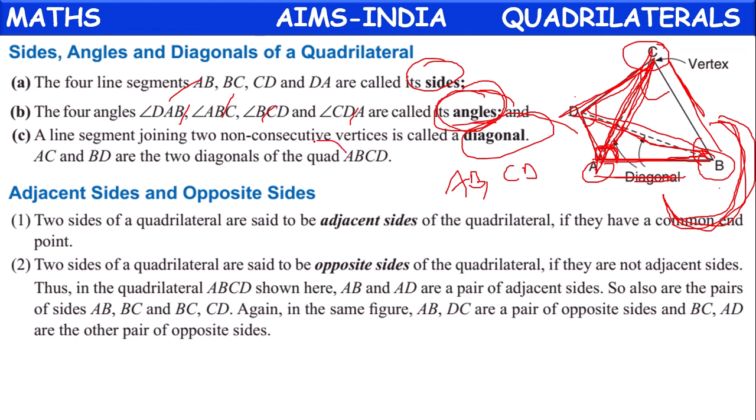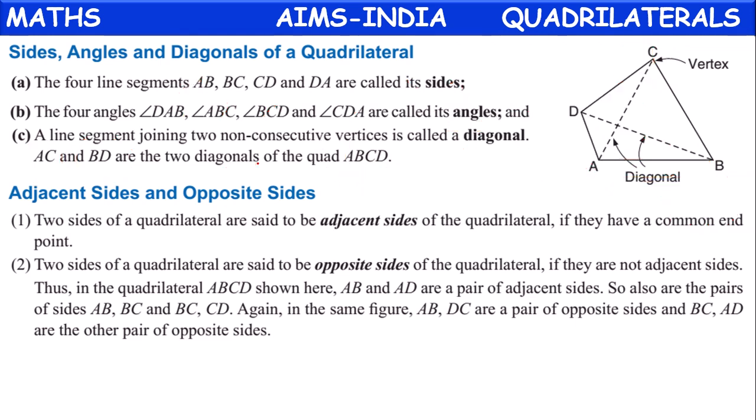So the symbol for quadrilateral is quad ABCD, means quadrilateral ABCD. For this quadrilateral ABCD, AC and BD are the two diagonals. So a quadrilateral consists of four sides, four angles, two diagonals, four vertices. Okay, children, like that, it will be having common elements. One minute, children.